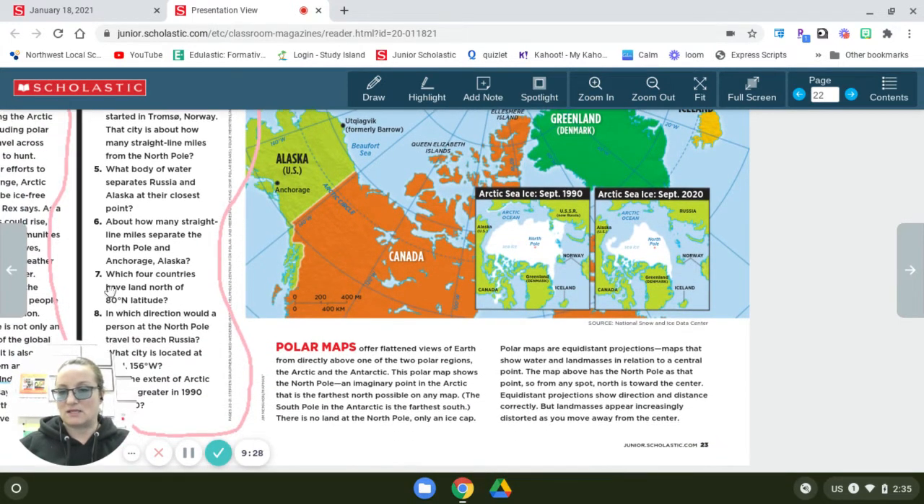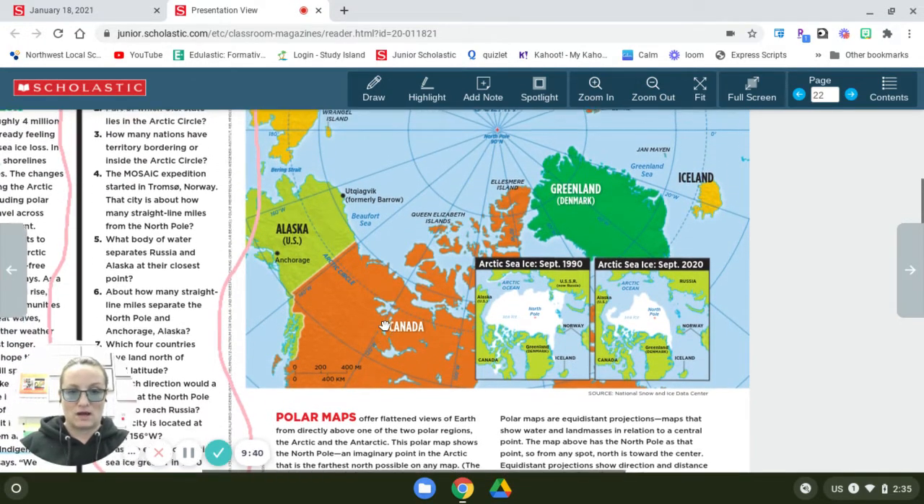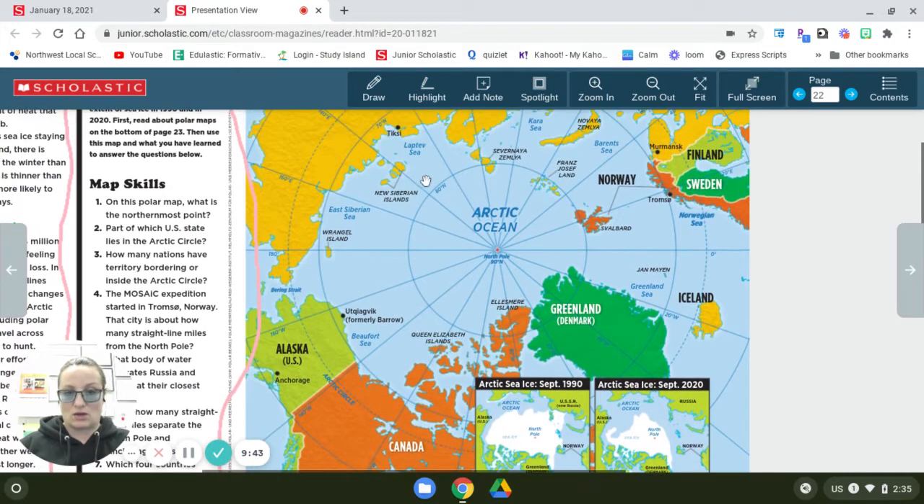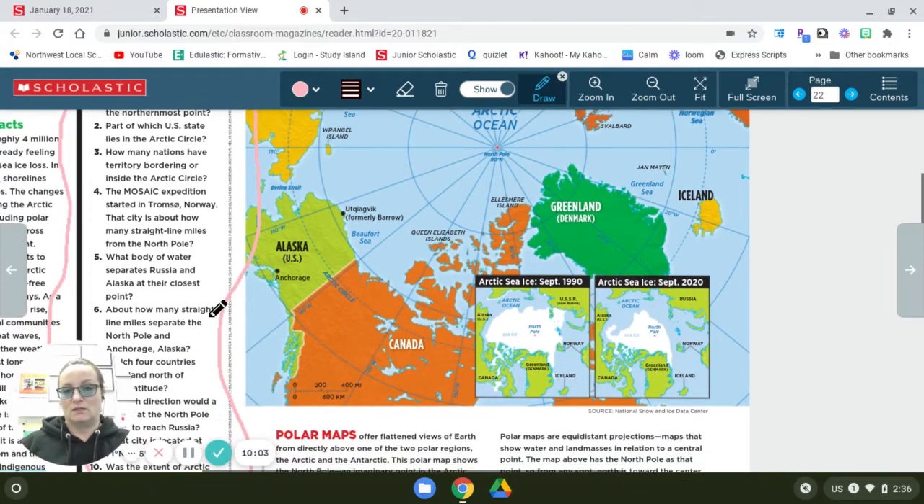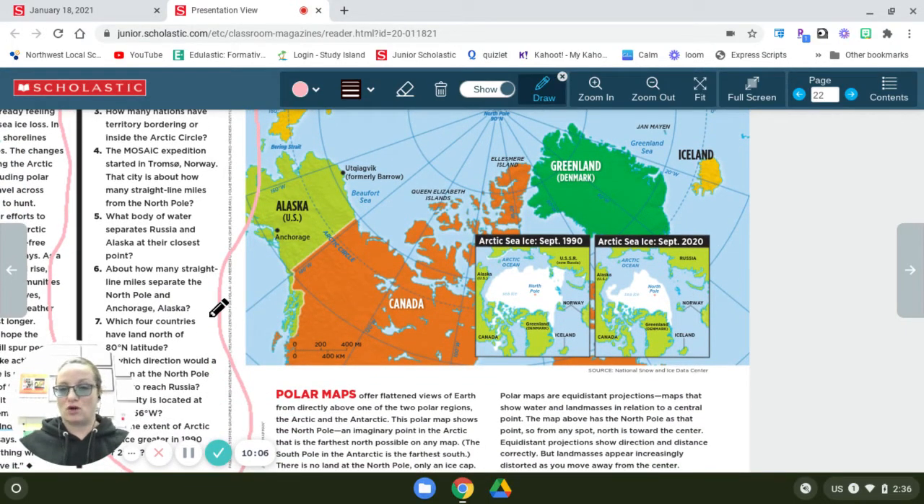Number 6 says, which 4 countries, so you've got to name all 4 of them, have land north of the 80-degree north latitude line? Okay, so let's find the 80. Okay, so this is the 80 degrees line right here. So name the 4 countries that have land north of that. And keep thinking about what would be north. Now keep that in perspective in your mind. It's going to be a little different. Actually, the closer you are to the center of the map, the more north you are. Keep that in mind too.